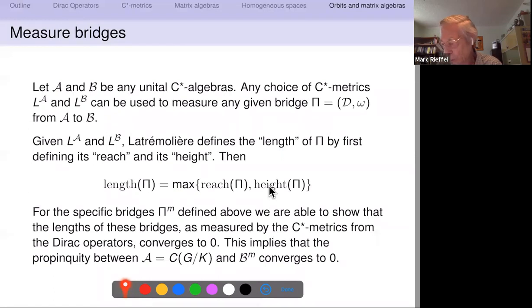And so what happens, and this is again definitely a long story, is that for these specific bridges that I defined above for our specific setting, I'm able to show that the lengths of these bridges, as measured by the C-star metrics from the Dirac operators that I had defined before on the matrix algebras and for the coadjoint orbits, converge to 0. And I haven't defined what the propinquity is, but this is quite sufficient to imply that the Gromov-Hausdorff propinquity between our algebra on the coadjoint orbit and these matrix algebras converges to 0.